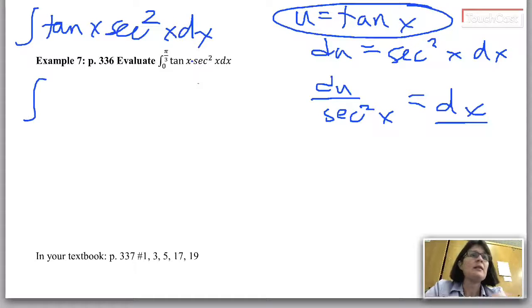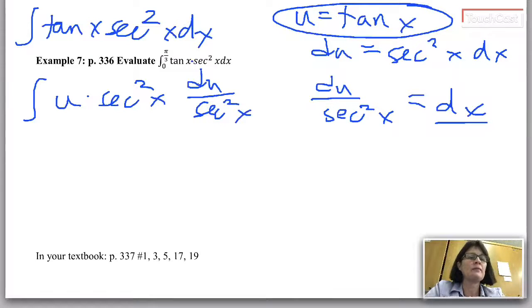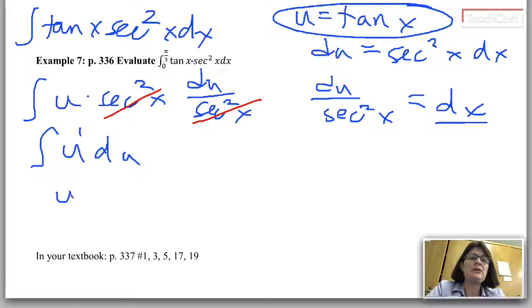That's going to be the antiderivative of u times secant squared of x times du over secant squared of x. I get that same thing where my secant squareds cancel out, and I'm down to this indefinite integral, which is u to u. That's not so bad. That's u to the first. So my result is going to be u to the second divided by 2. And I could write plus a constant.